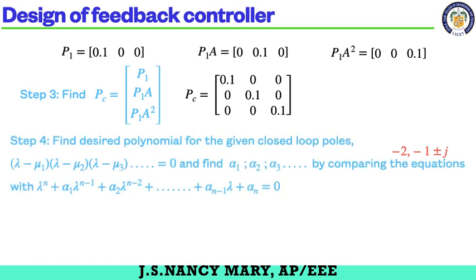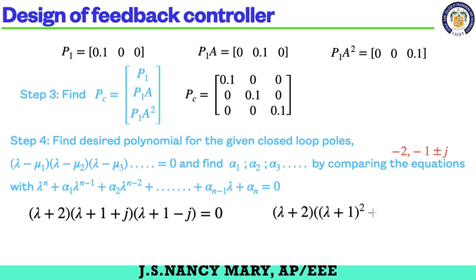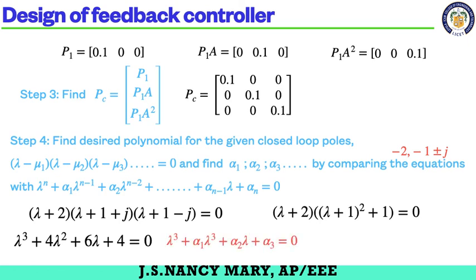So step 4, I need to find out the equation. So you know minus 2, minus 1 plus or minus j are my poles. So substitute in this. So (lambda plus 2)(lambda plus 1 plus j)(lambda plus 1 minus j) is equal to 0. Finally, you can form the equation like this. Lambda cube plus 4 lambda square plus 6 lambda plus 4 equal to 0. Compare with this equation so that I'll get alpha 1 equal to 4, alpha 2 equal to 6, alpha 3 equal to 4. Okay.